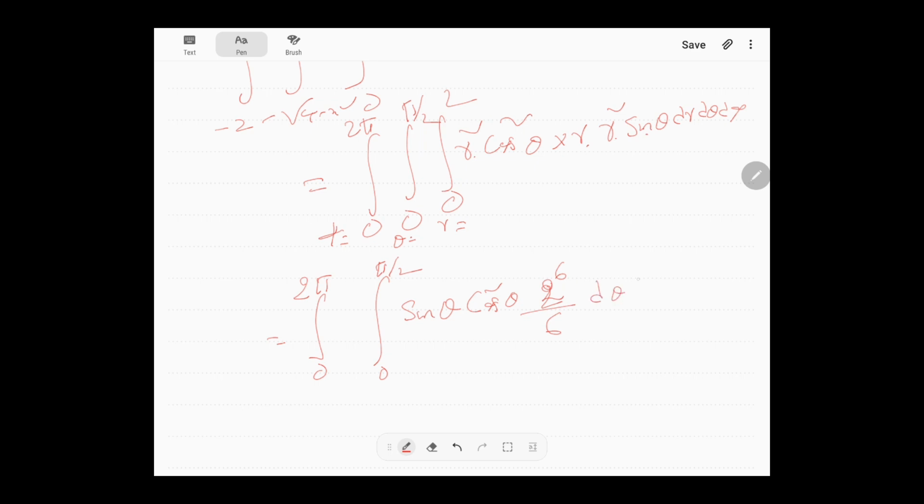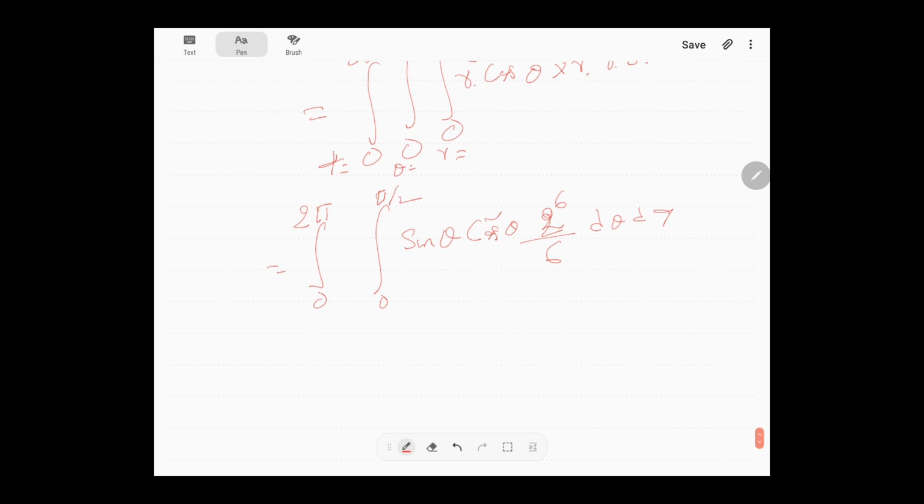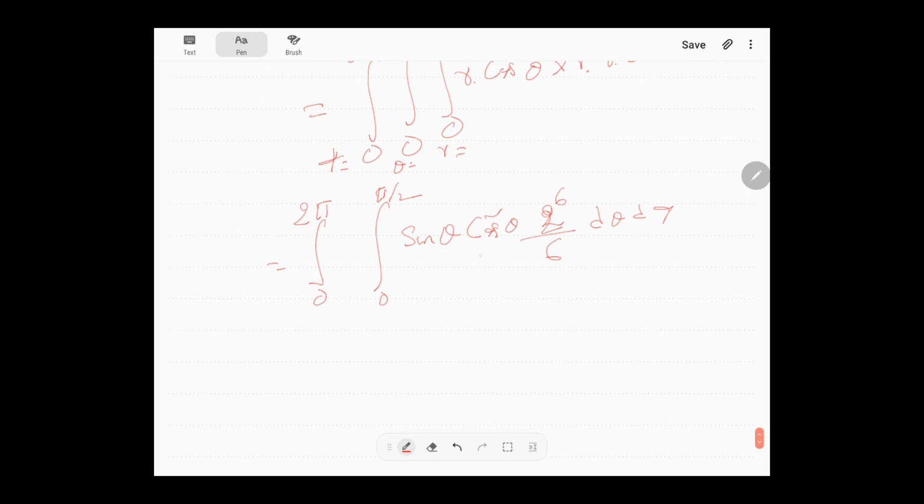And d theta d phi. If I integrate with respect to theta, cos theta, if I put t, minus sine theta d theta will be dt, so that it will be minus cos cube by 3 and 2 power 6 by 6 into 3 integral 0 to 2 pi. Cos pi by 2 is 0, and cos 0 is 1, so that it will be 1 d phi. So this is 2 power 6 by 6 into 3 into 2 pi.